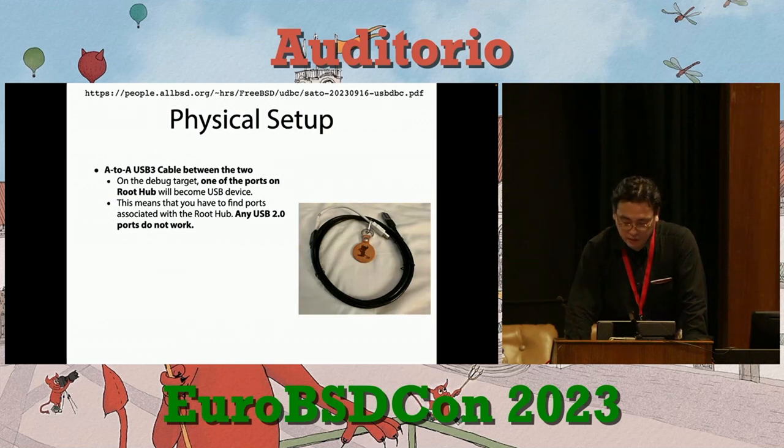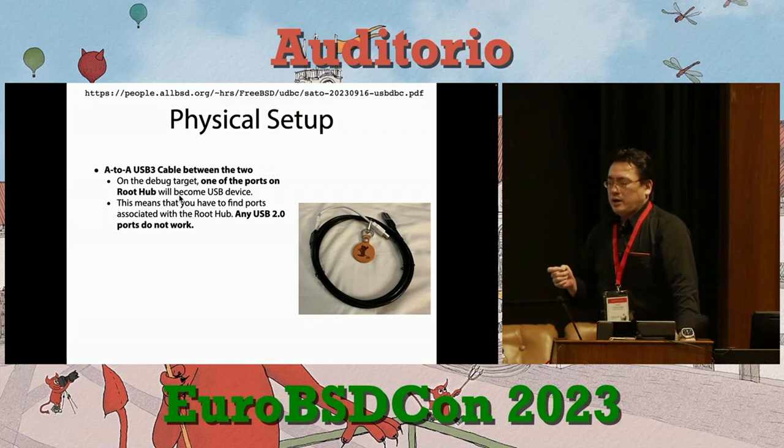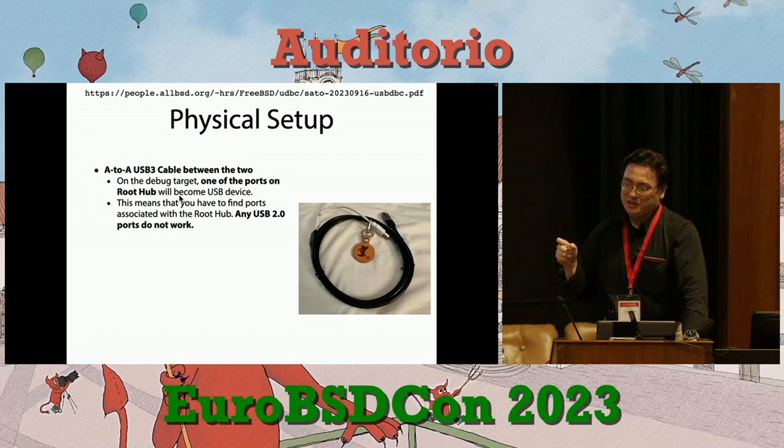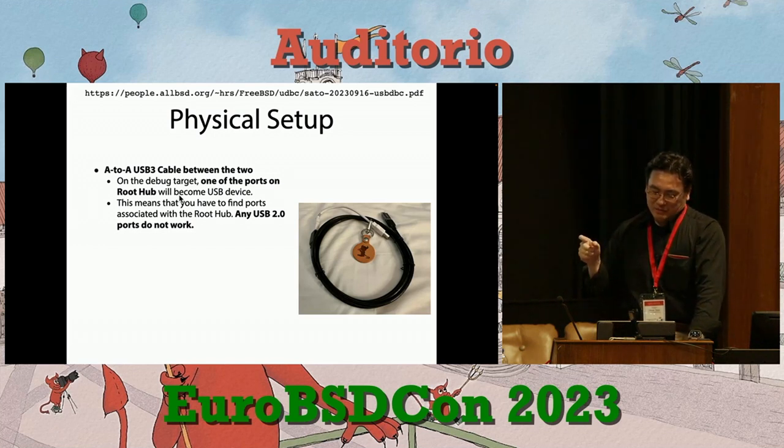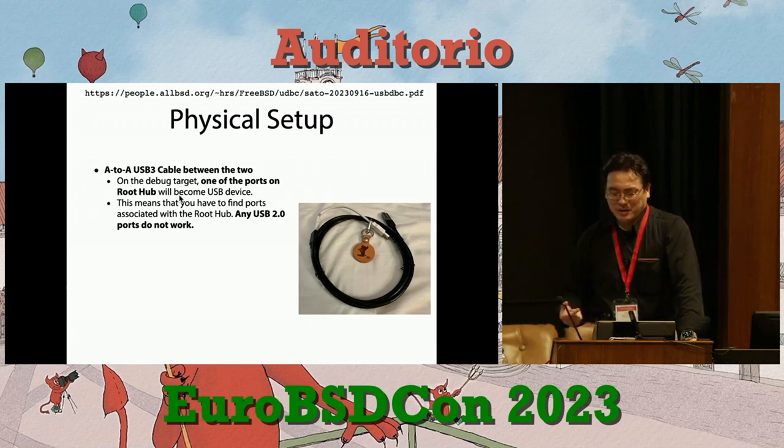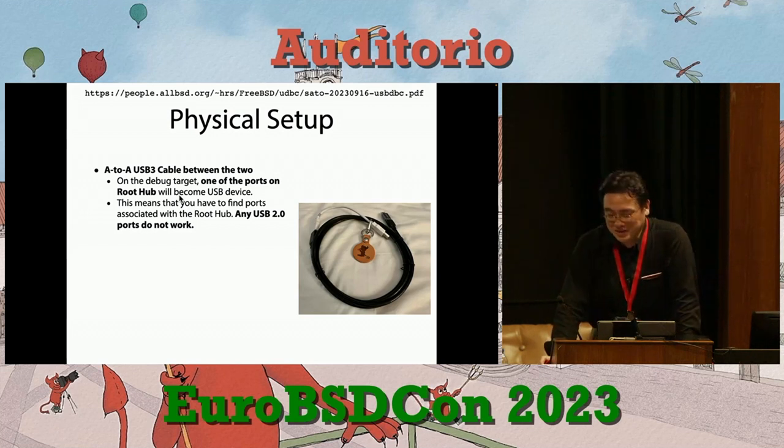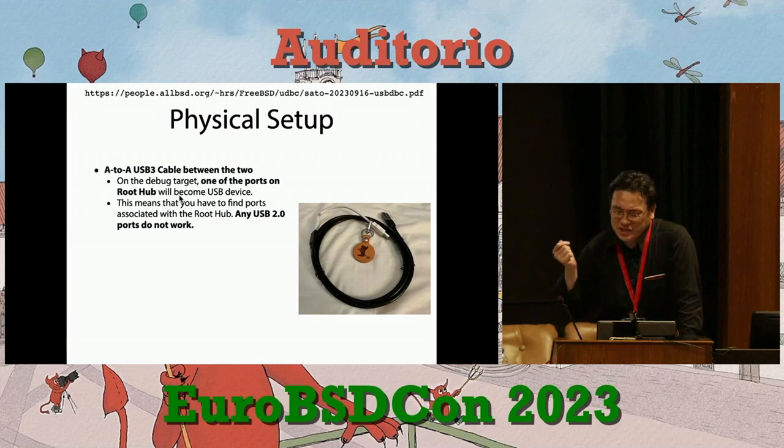And the physical setup, as I explained, the cable is a bit special, the A2A cable. After activating USB debug capability, one of the ports will disappear from the OS side. So one port is recognized as a USB device. But the problem is which port is actually converted after the activation? The answer is one of the ports: just after inserting the debug cross cable into a port, that port will be converted to the debug port. So you can choose one of the ports on the root hub.